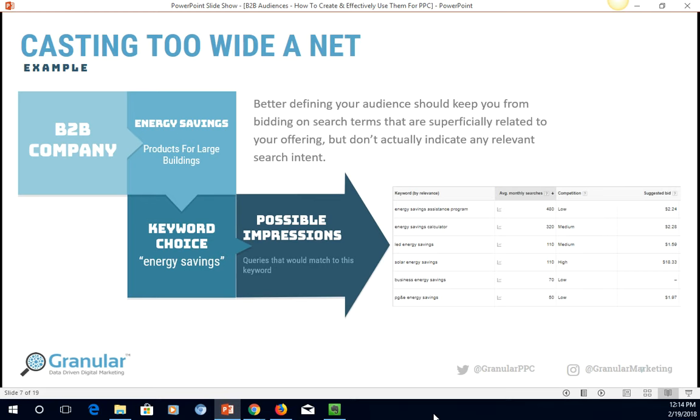And you can see these phrases are really just superficially related to the offering. They don't actually indicate any relevant search intent to what is being offered. It doesn't mean there aren't people searching for these things that could be a part of your audience, but you just don't know. And so you end up casting too wide of a net and targeting too big of an audience.